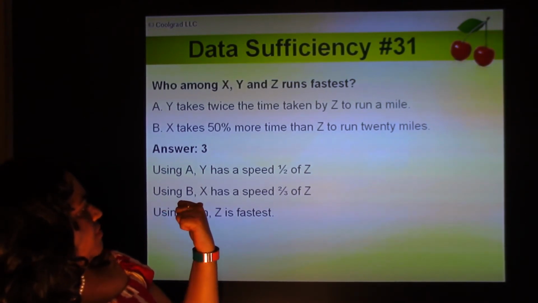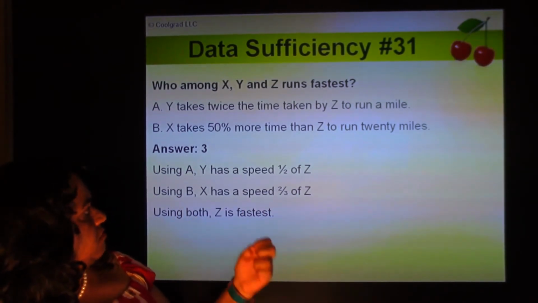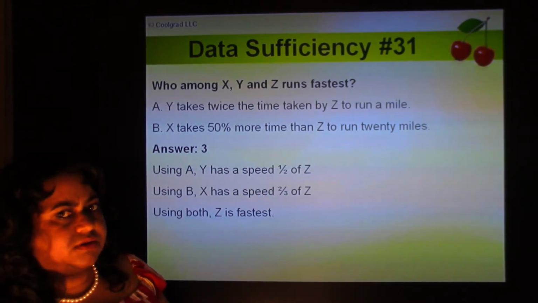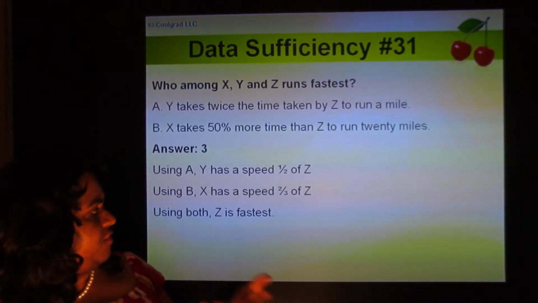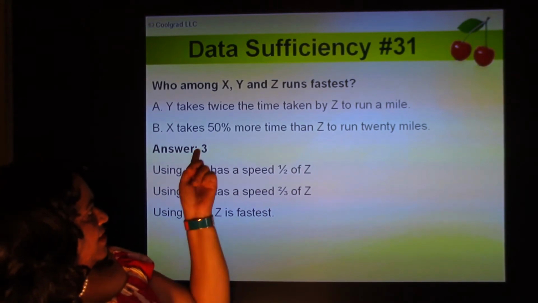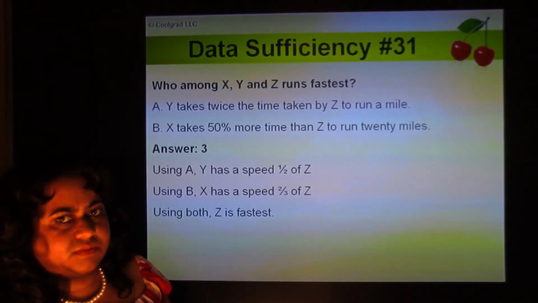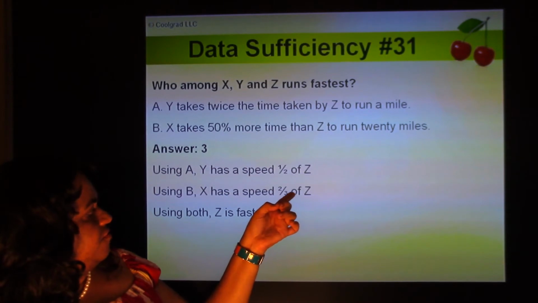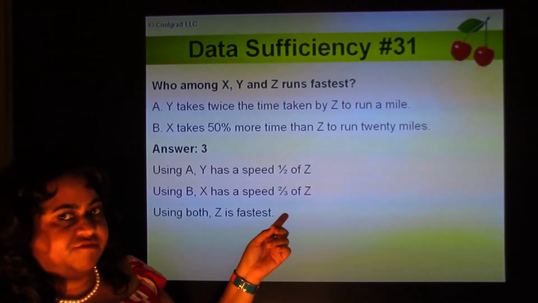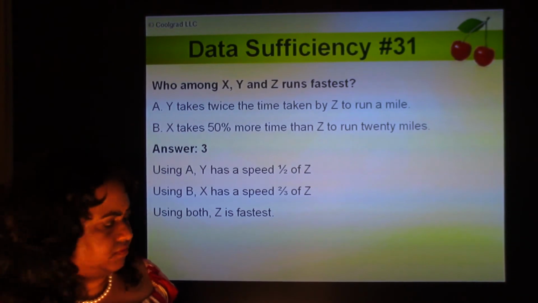Using statement B alone, x takes 50% more time than z to run 20 miles. So x takes 3 by 2 the time taken by z. So z takes only 2/3 of the time. So x takes 50% more time, so x has a speed 2/3 of z. So z is faster than x and z is faster than y. So either statement alone is not enough, but using both together we can say z is the fastest. And so we pick option 3.